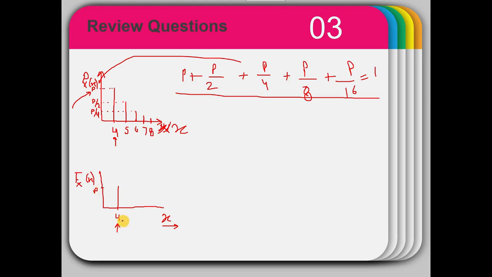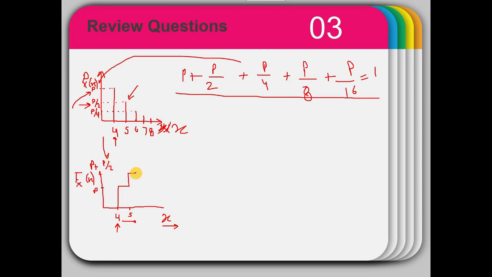Now when I go further ahead and reach point 5, I get more probability of P by 2, because if I look at the PMF at x equal to 5, the probability of P by 2 is added to this function. So when I move towards the right, another probability of the amount P by 2 is added. So this value must be equal to P plus P by 2. Again, you can write down the exact value, so I leave it to you as an exercise.